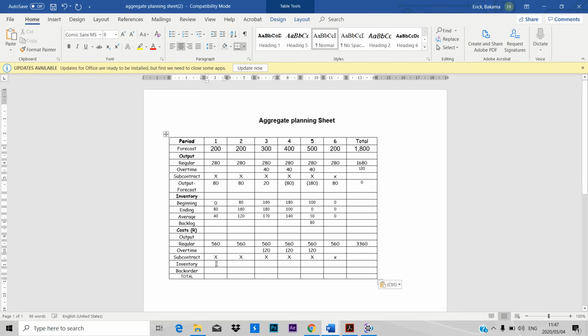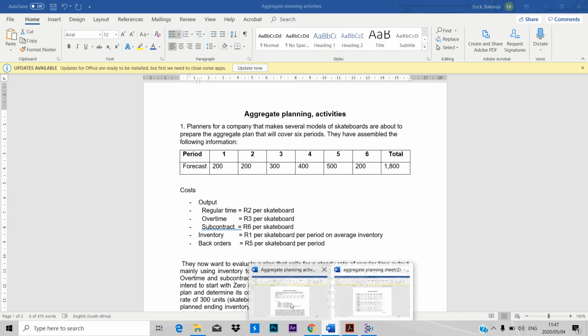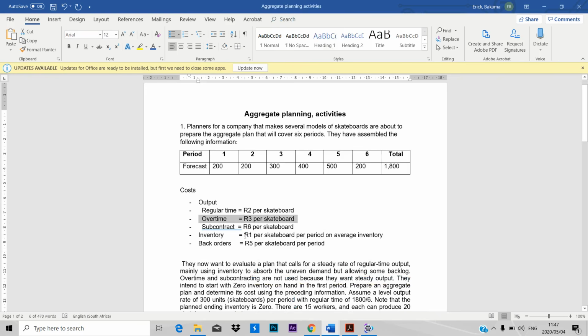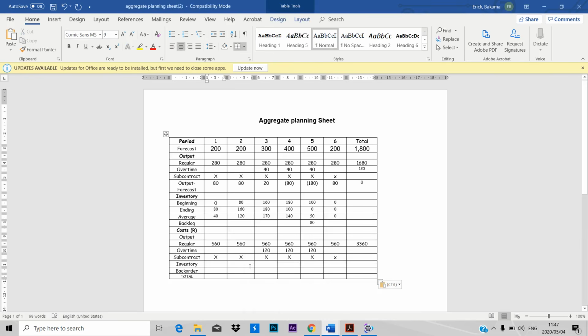Then the inventory. The company is saying that for every unit of inventory that we have used, the cost should be 1 rand. So we go back, how many units do we have here? For the inventory, we look at the average inventory. So in the first period, we have an average inventory of 40. 40 times 1 gives us 40. So it's 1 rand. That means it will be all the average inventory times 1, which will still give you the same value.